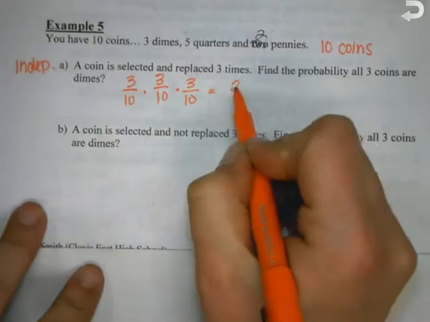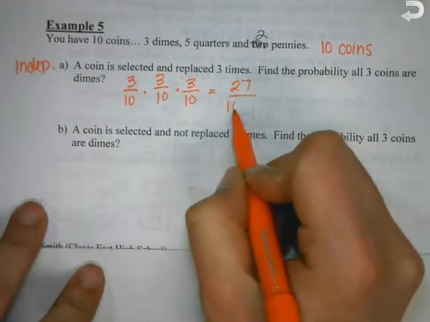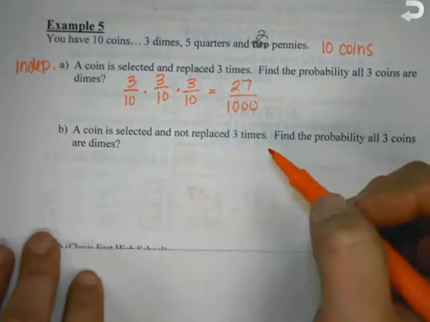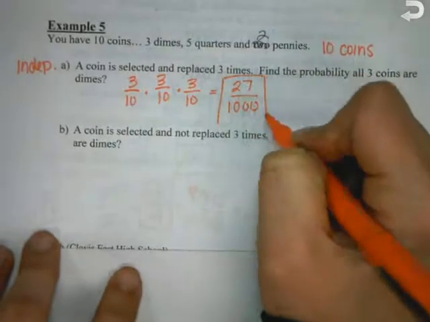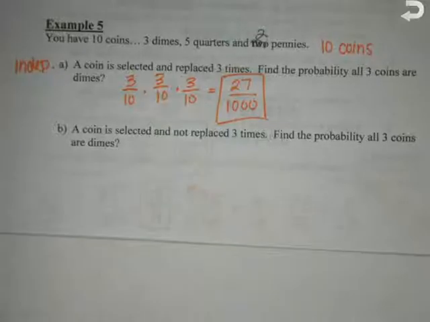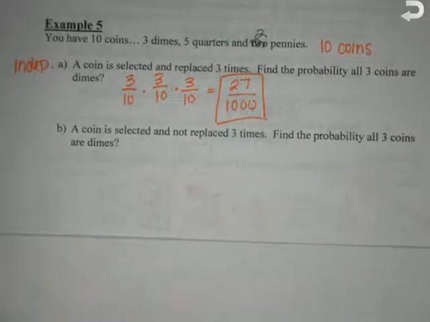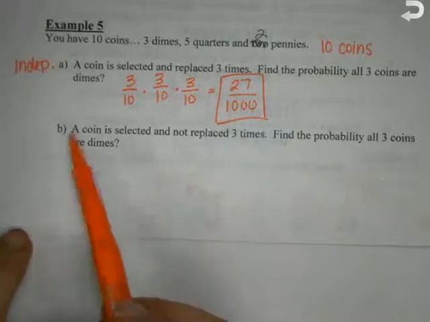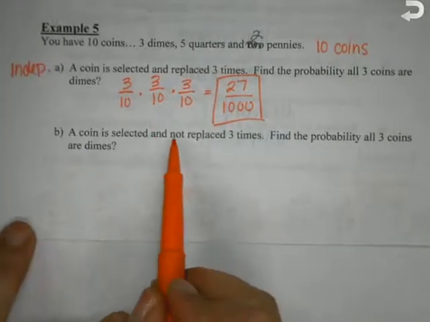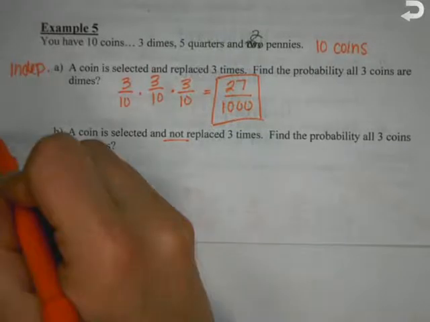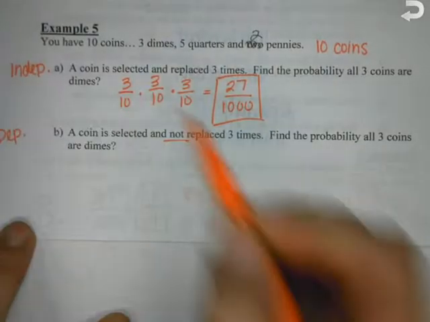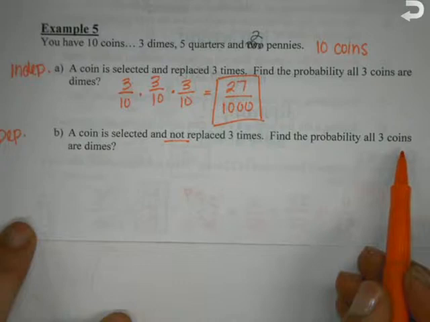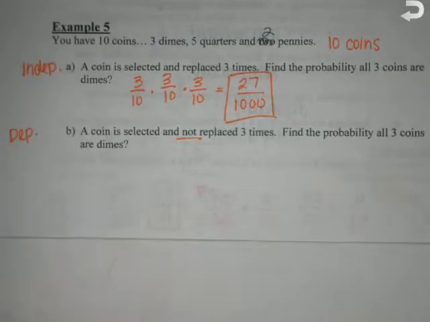Okay, so B, a coin is selected and not replaced. So it's going to be dependent. Find the probability that all 3 coins are dimes. So is this "or" or "and" still? It's still "and." So we want the probability that the first one is a dime, and the second one's a dime, and the third one's a dime. So "and" or "or"? And, so we're going to multiply again.